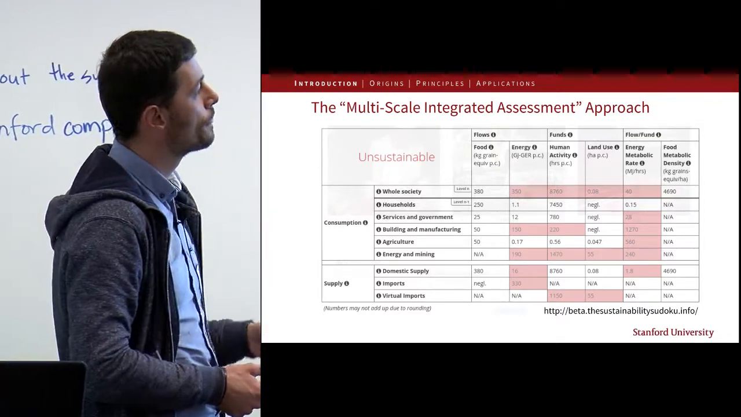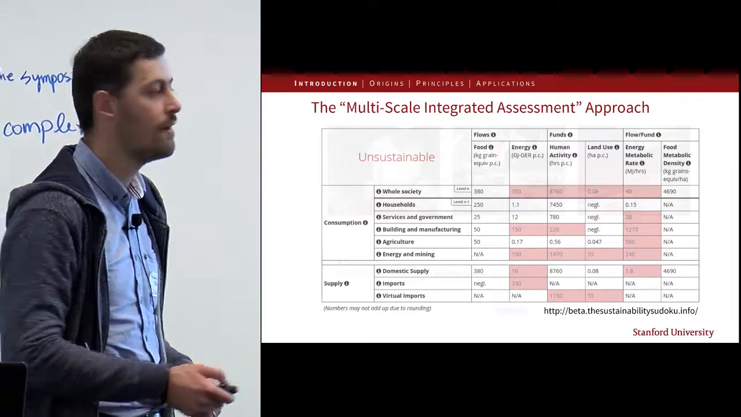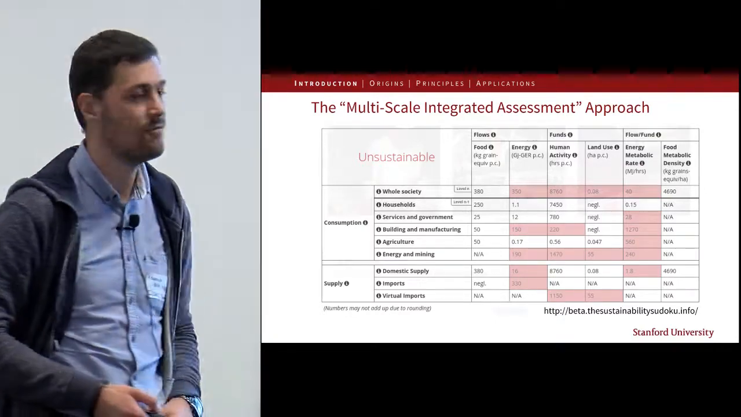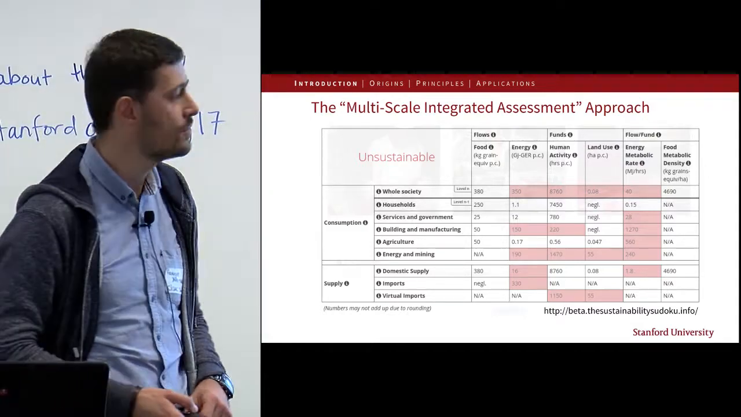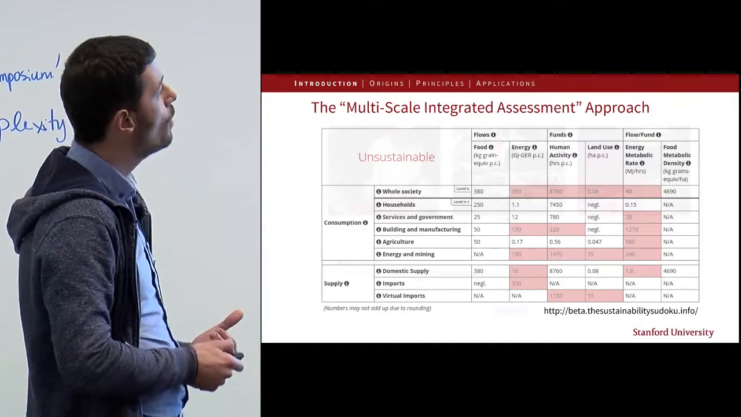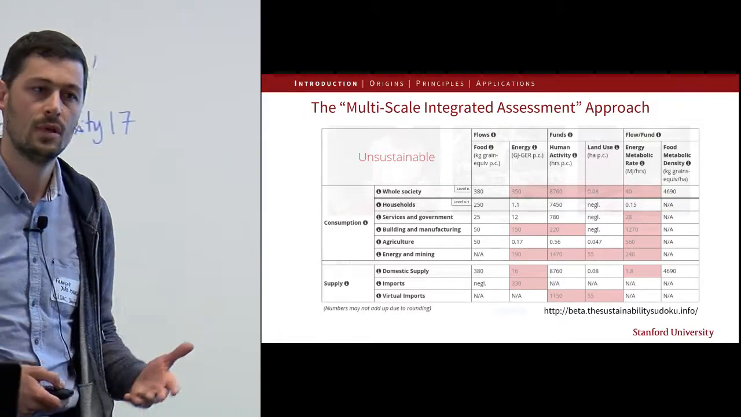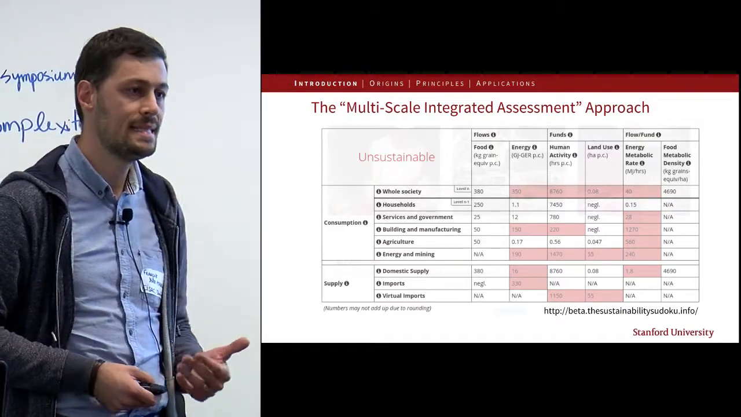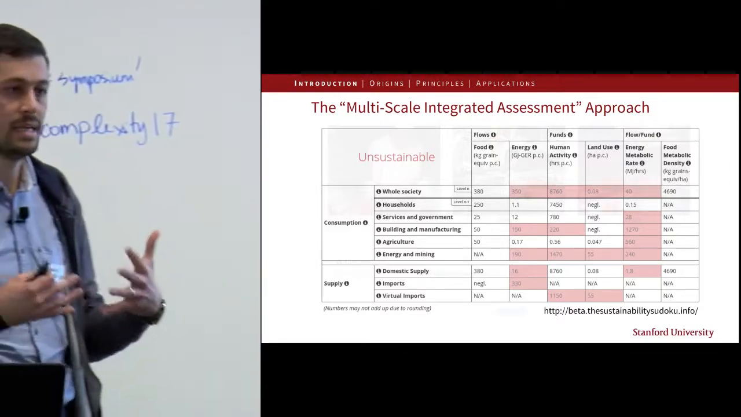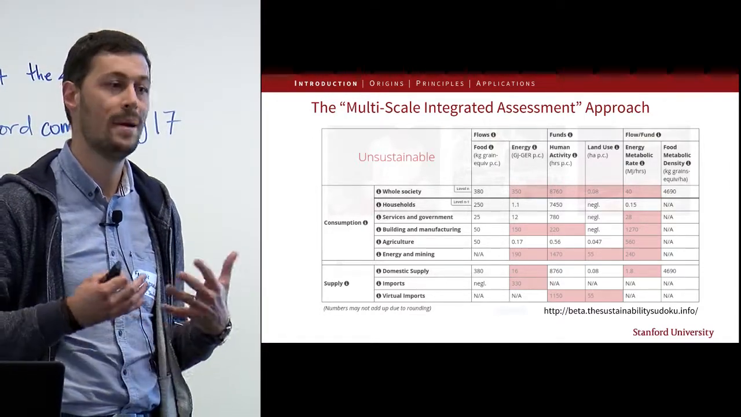Another set of relations we have is horizontal. We can also have flow-fund indicators. Flow-fund indicators are mainly metabolic rates, which are flows over funds. It gives us the ability to describe a society in its relations, in its pattern.